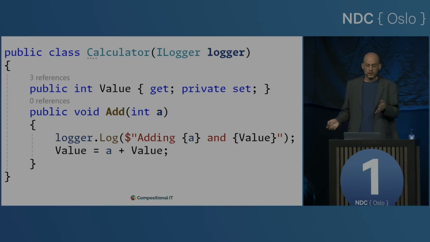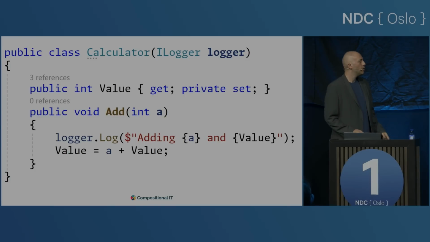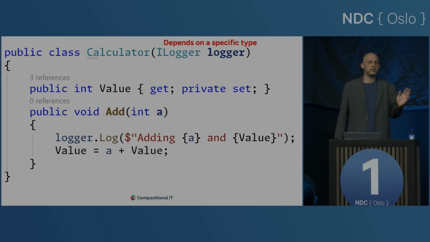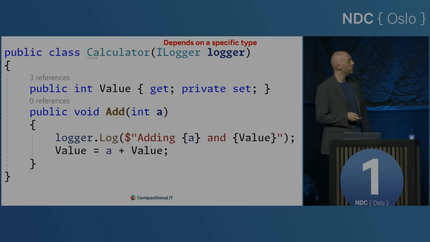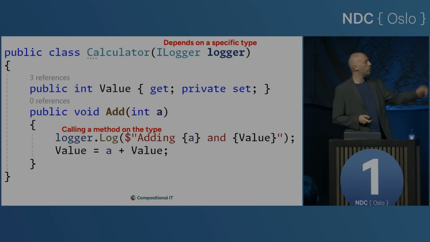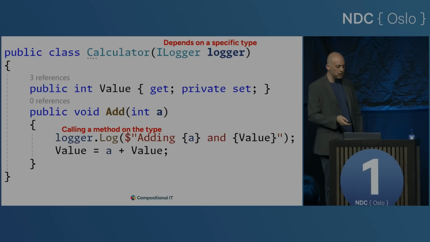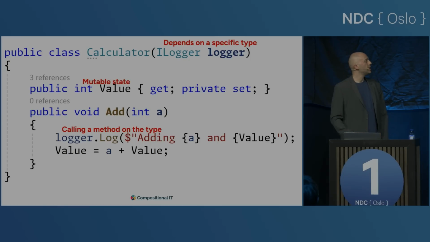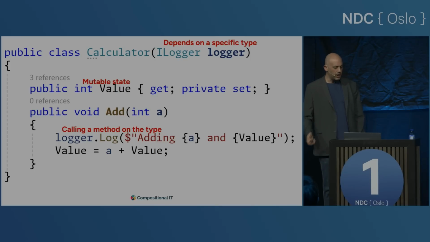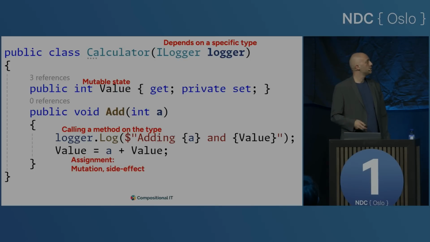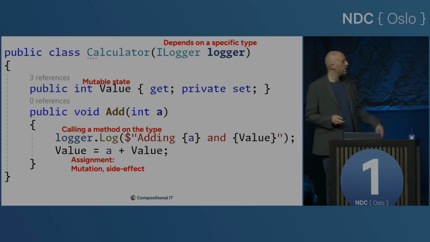An example of how this might look. This is a very simple calculator class, and I've written it in an OOP style, should we say. We've got some dependency injection here, because my calculator needs to log what it's doing. So I'm injecting an ILogger there, and I'm using the nice new simple constructor syntax in C#, which is very nice. Down here, we're calling this logger.log method, so I've got this method on the type I'm calling. I've got some mutable state here, this value, and every time I call add, it's going to mutate that state. It's going to add whatever I've passed in to the value.